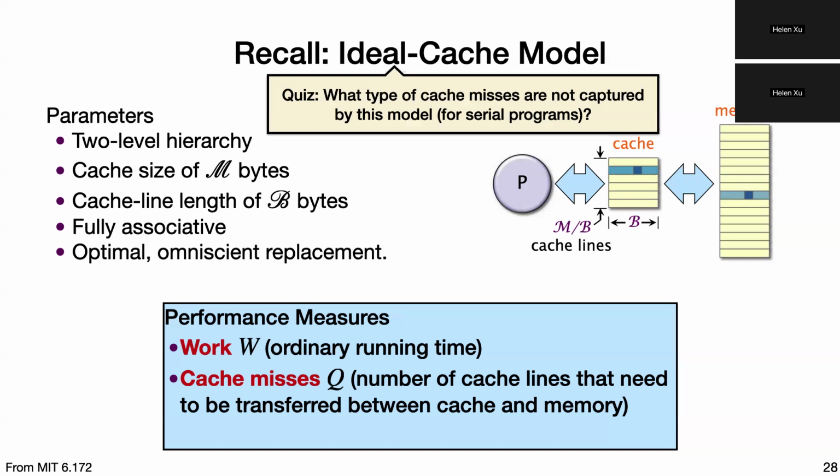So just to recap from last time, we talked about different types of cache misses. In this ideal cache model, what kind of cache misses are not captured? What are replacement cache misses?